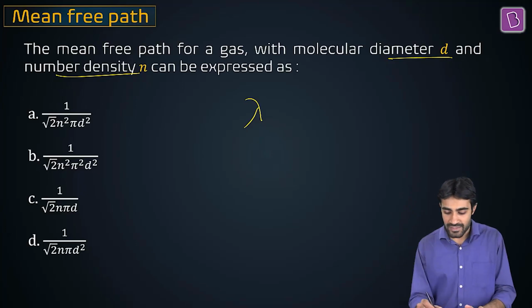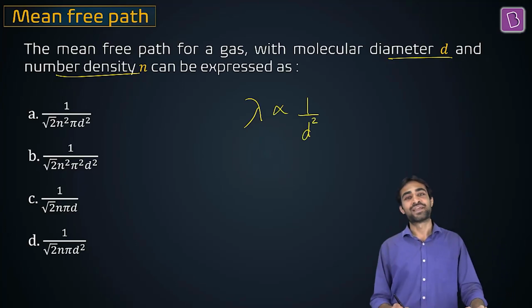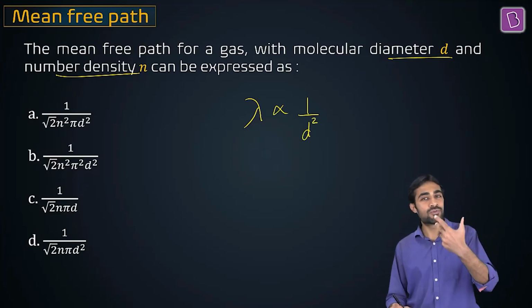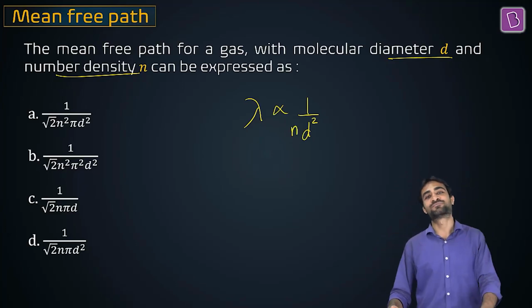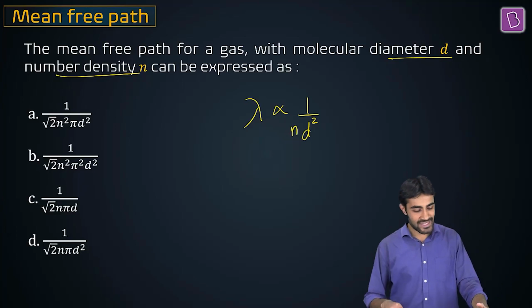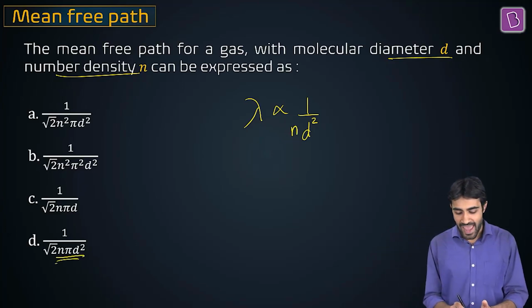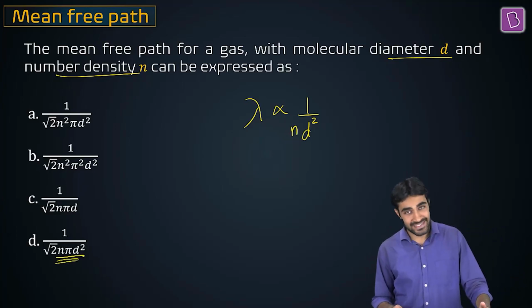And we know that mean free path is inversely proportional to diameter square. And mean free path is also inversely proportional to the number of molecules per unit volume. Okay? And we can see only option D has this legitimacy.